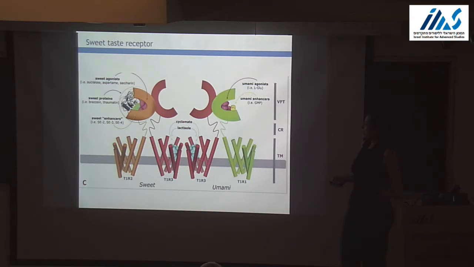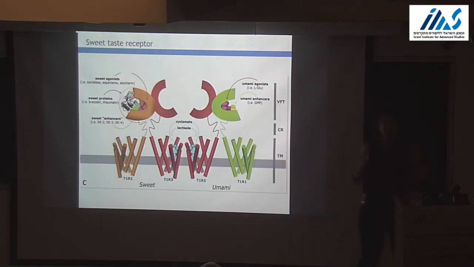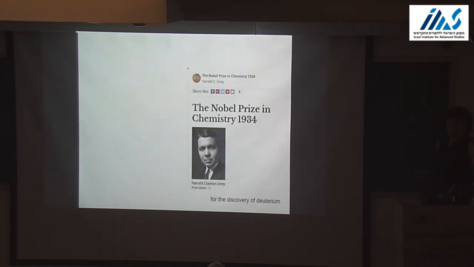So it's a heterodimer, right? And here the orthosteric binding site is actually in the VFT domain, like in the glutamate receptor. But in the monomer that is common to both the sweet and the umami, there is also a binding site which is similar to the family A orthosteric site, but here it's allosteric, and it can be used, for example, cyclamate as a sweetener that works through this domain, and lactisole is an inhibitor that also binds there and inhibits the sweet taste.